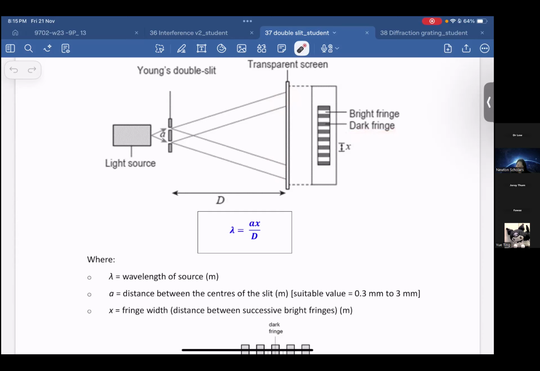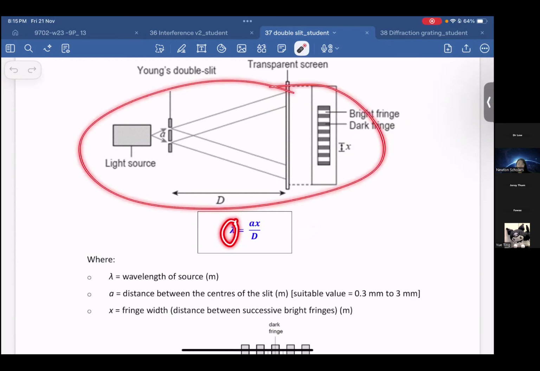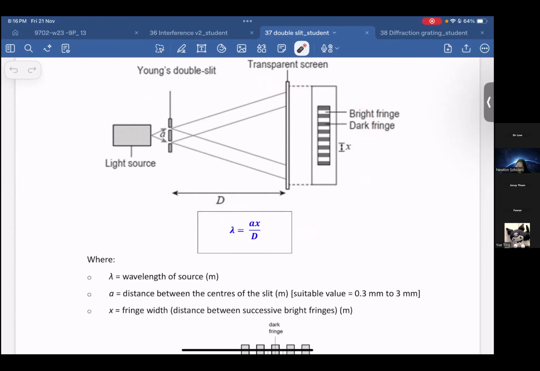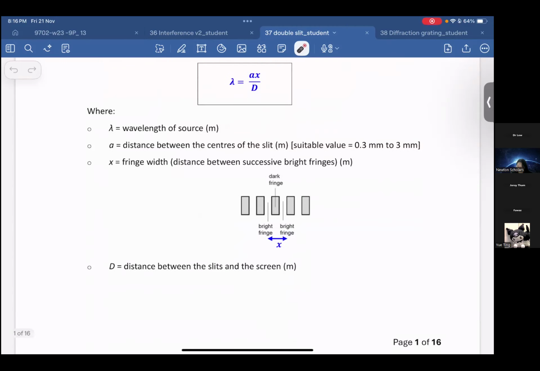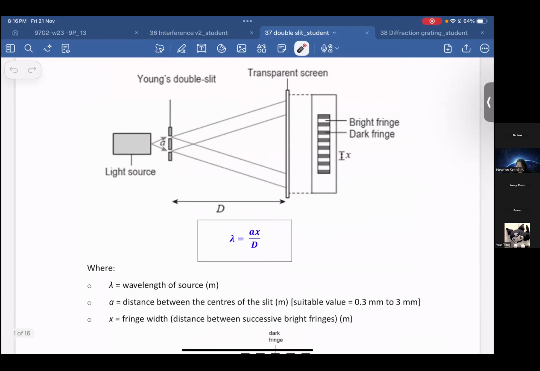Here we have an important formula: wavelength equals AX divided by D. What is A, what is X, what is D? Wavelength is easy, but from the diagram we cannot see the wavelength. The distance between the two slits, the distance between these two sources, we label as A. The distance from the source until the screen, the point that we observe, is called D. D is the distance between the slit and the screen.